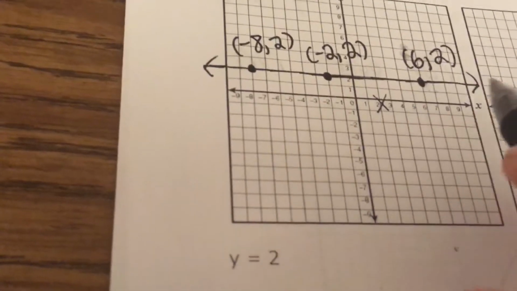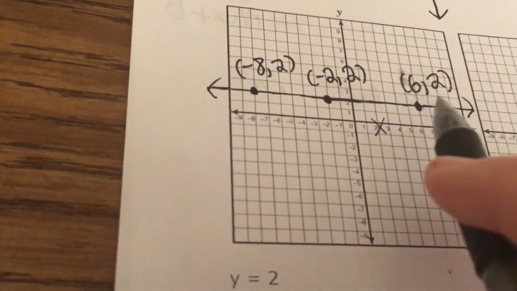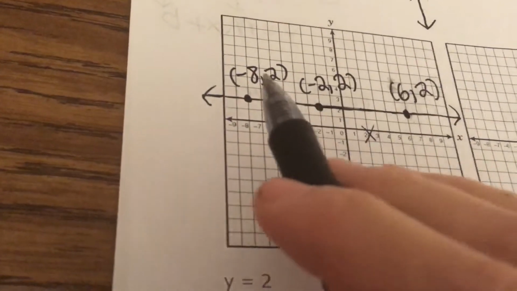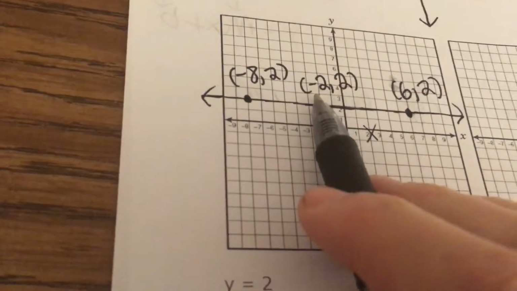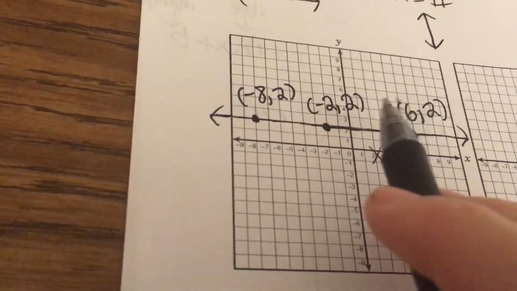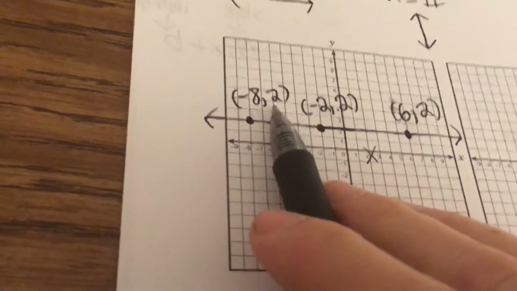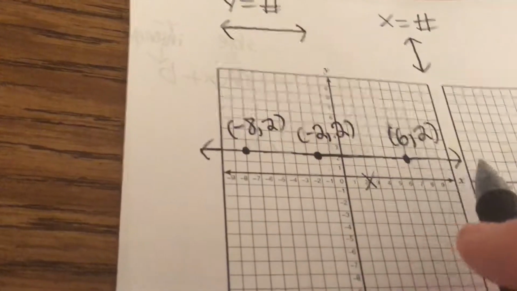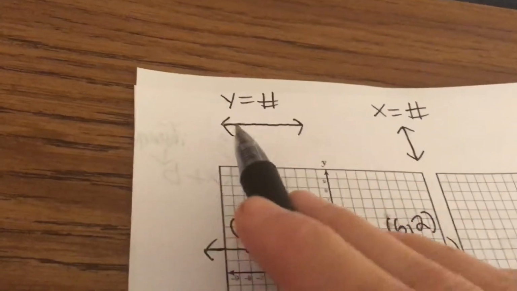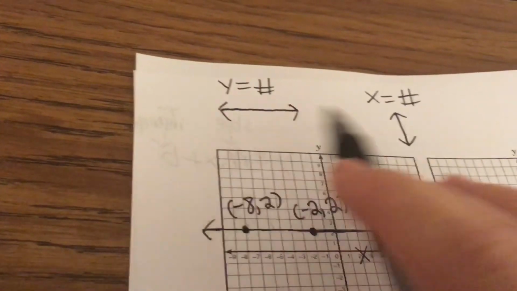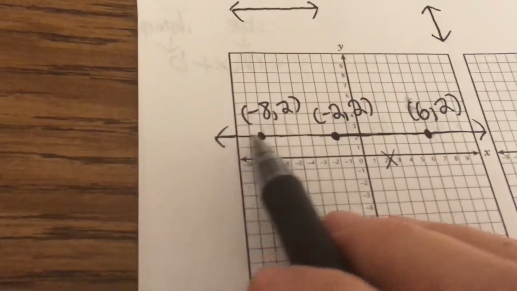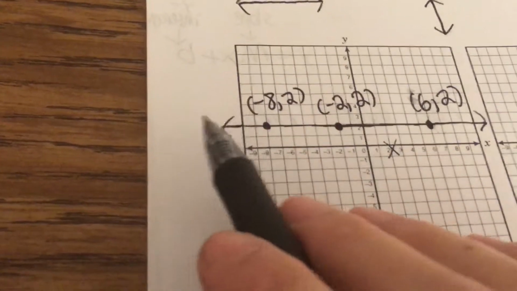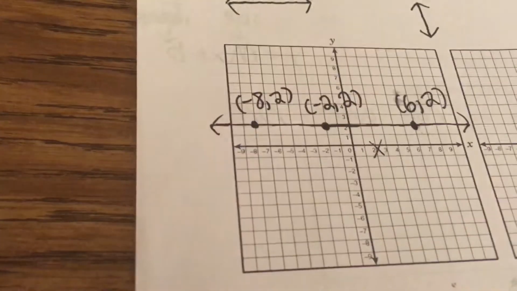Anywhere you look along that line, what equals 2? Does x equal 2? No. X is -8 here, x is -2 here, x is 6 here. Does y equal 2? Yes. Y equals 2 at any point along this line. That's why the line y equals a number is a horizontal line, okay? Because anywhere you look along this line, the y value is 2.